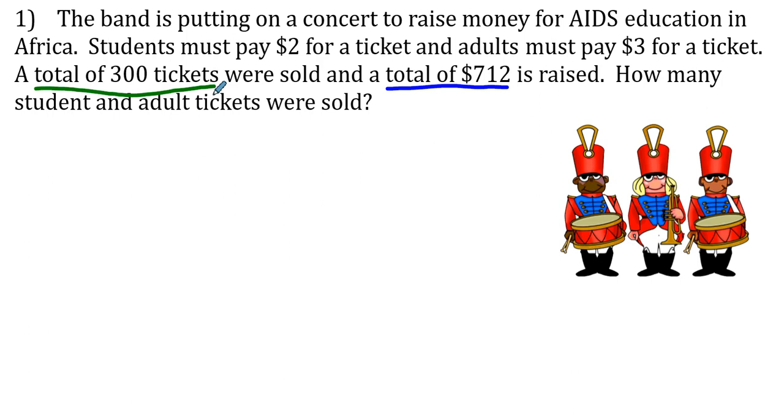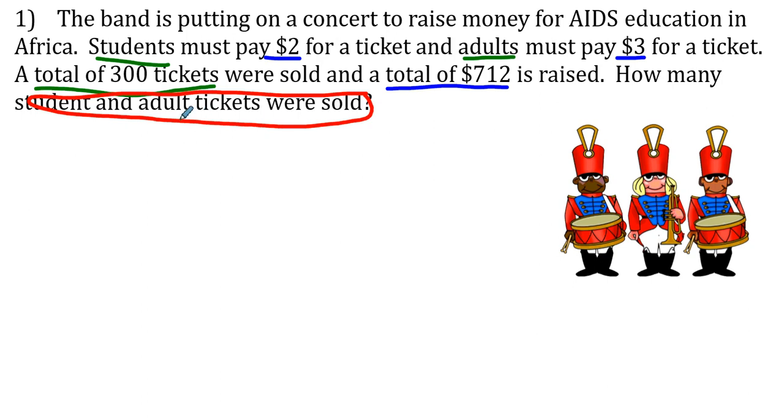So when we talk about tickets, what kind of tickets are being sold? We know that we have student tickets and we have adult tickets. Talking about money generated from the tickets, students pay $2 and adults pay $3. We need to know how many student and adult tickets were sold. So this is what we want to know, so I'm going to circle that. That's our end result.